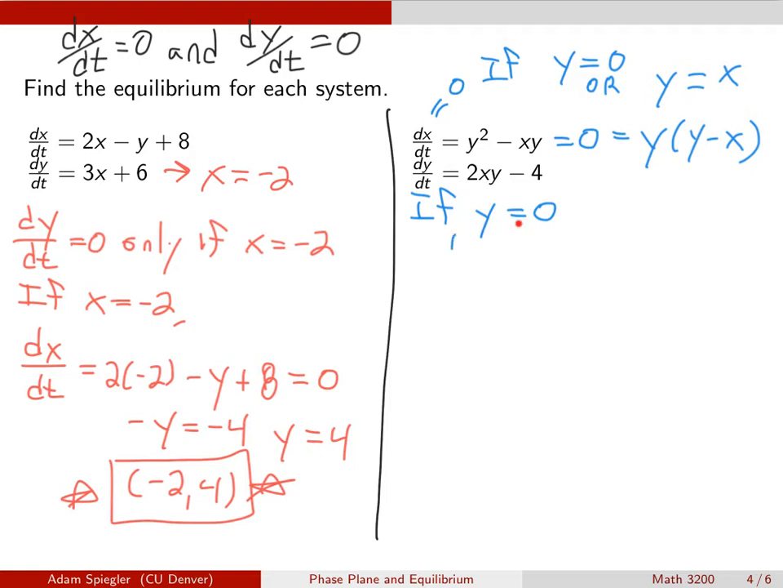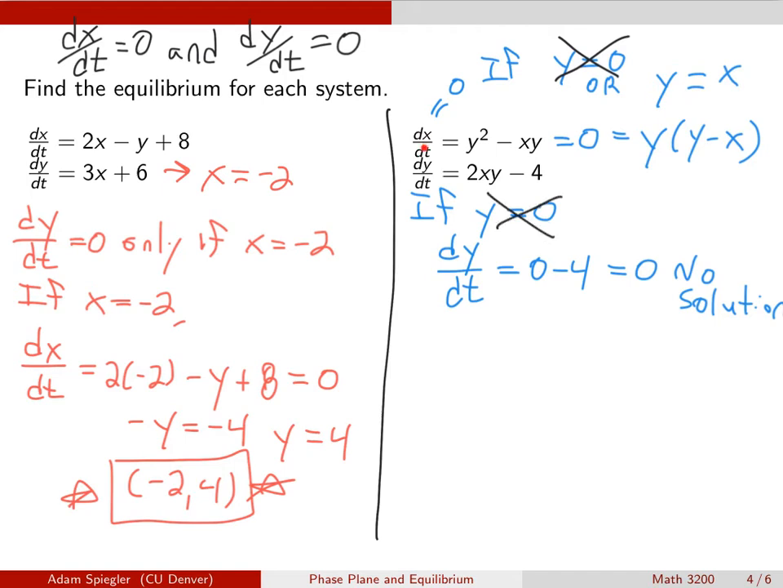For the first one, if y is equal to 0, we know the top equation is going to be 0. And the equation for dy/dt, if I plug in 0 for y, is going to give me 0 minus 4 is equal to 0. So this equation clearly is a contradiction, so we have no solution. That means that we hit a dead end with that. So y equals 0 would make the top equation 0, but if we have that condition, there's no way that the second equation is equal to 0. So we can rule out this condition.